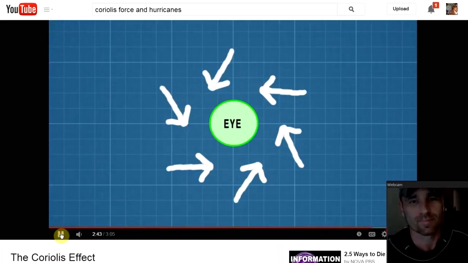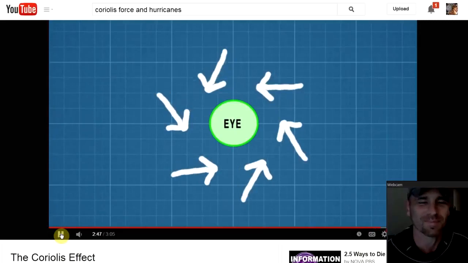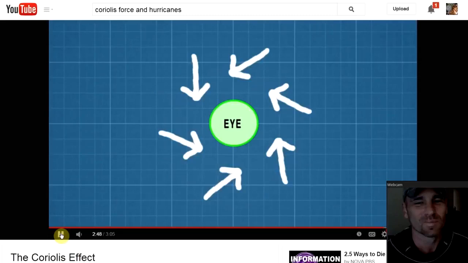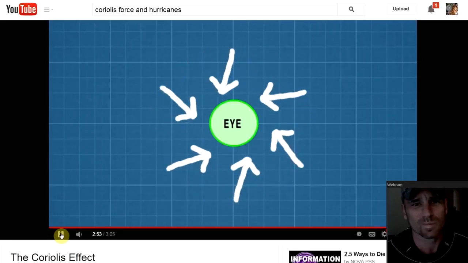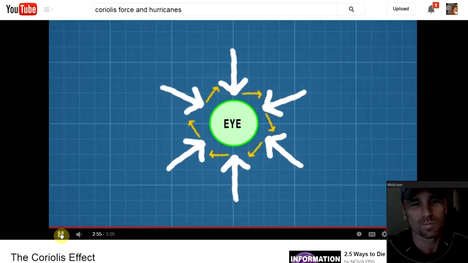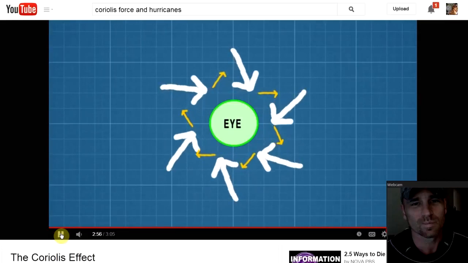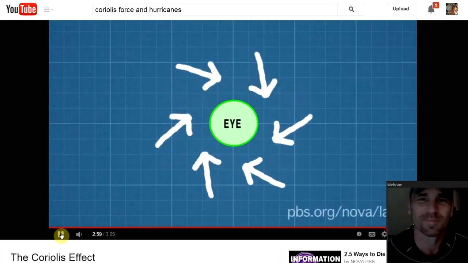The air keeps trying to make its way to the middle and keeps getting deflected, causing the entire system to spin in a counterclockwise direction. In the southern hemisphere, where the Coriolis effect pulls air to the left, the opposite happens. Storms spin around the eye.